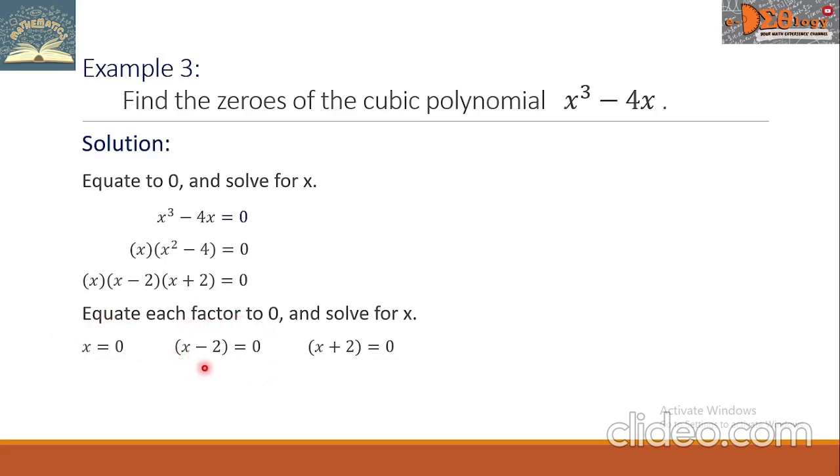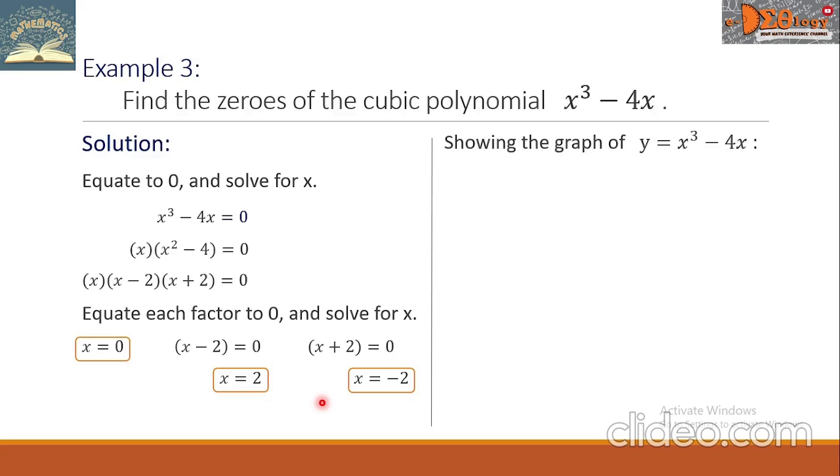We solve for x. This negative 2, we transpose to the right, so we have the value of x equals 2. In the third equation, x plus 2 equals 0. Solving for x, we transpose positive 2 to the right. So we have x equals negative 2. Here are the three values of x. These are the zeros of the cubic polynomial.